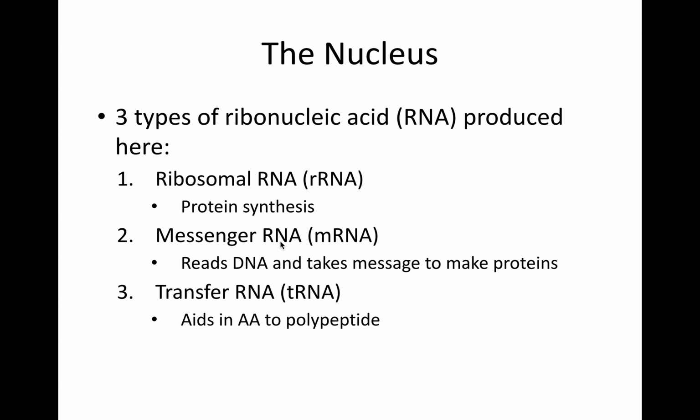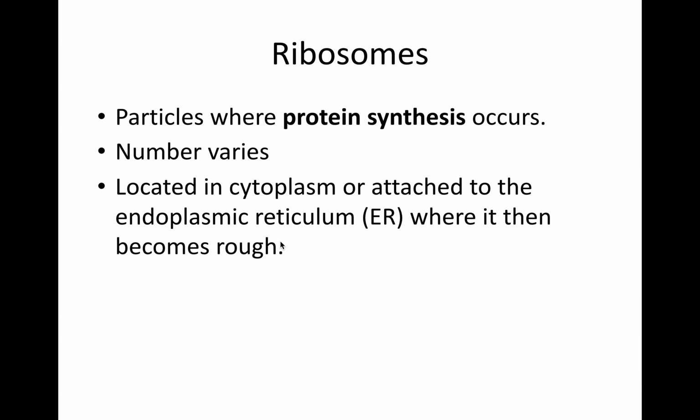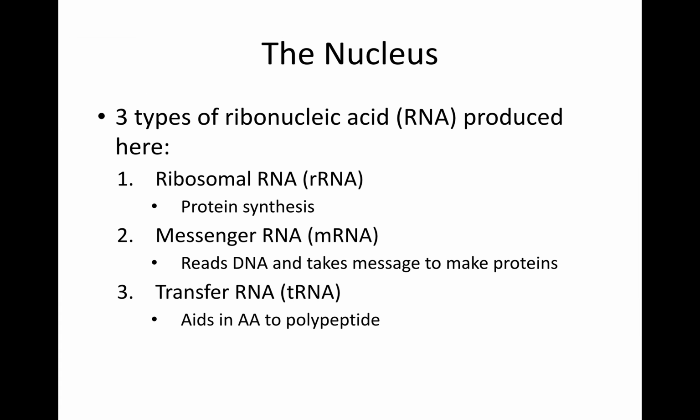We're still talking about the nucleus. I think we're almost done with this section. So there are 3 types of RNA produced in the nucleus. Remember that nucleolus region makes ribosomes. The nucleus is going to also make RNA. You have 3 types. You have rRNA, which stands for ribosomal RNA. It's going to be involved in protein synthesis.